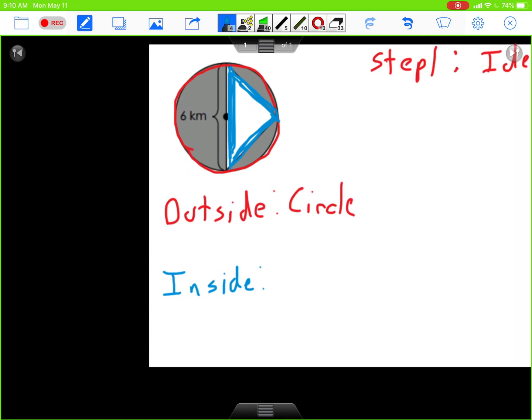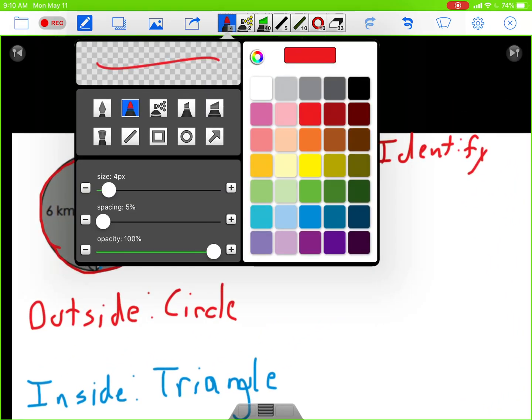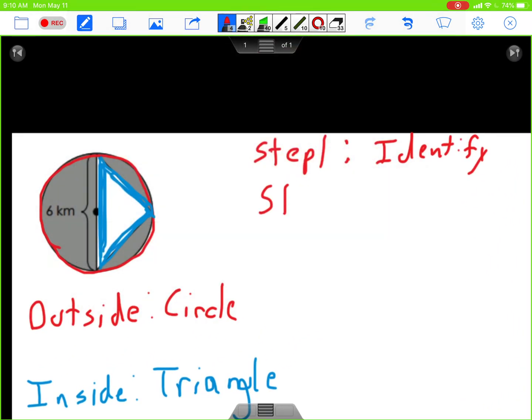Okay, that is obviously a triangle. So we identified our two shapes. Outside was a circle, inside was a triangle. Okay, moving on to step 2.